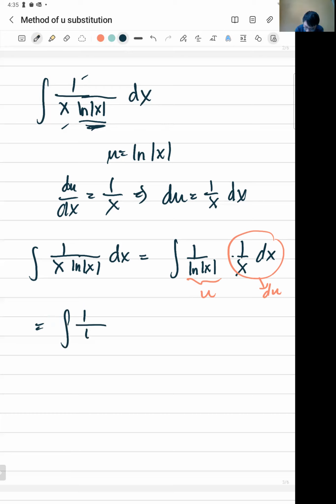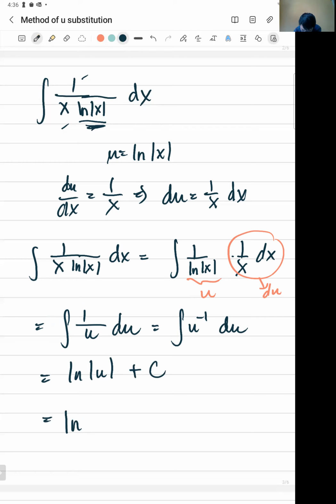The integral of 1 over u times du would be equal to what? Integrating u to the power of -1 du is equal to the natural log of the absolute value of u plus c. Am I finished yet? No, I'm not. I have to substitute u back with natural log of x. Always remember the absolute value and plus c.